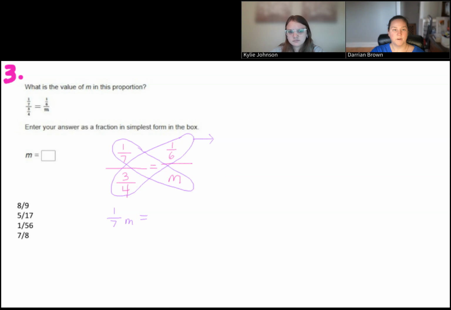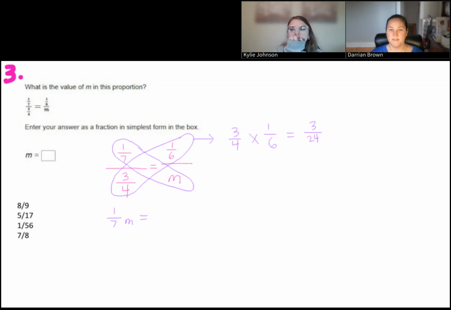So I'm gonna just draw an arrow over here. We've got 3/4 times 1/6. Y'all help me out. What would you get when you multiply 3/4 times 1/6? So remember, when you're multiplying fractions, you just go straight across the top and straight across the bottom. What would we get? Very good. 3 on the top. 3 times 1 is 3. 4 times 6 is 24. Okay, so 3/24.